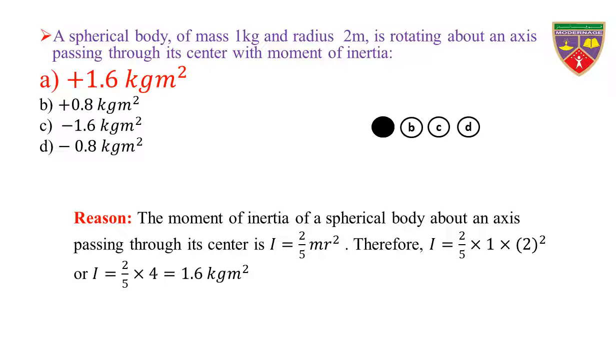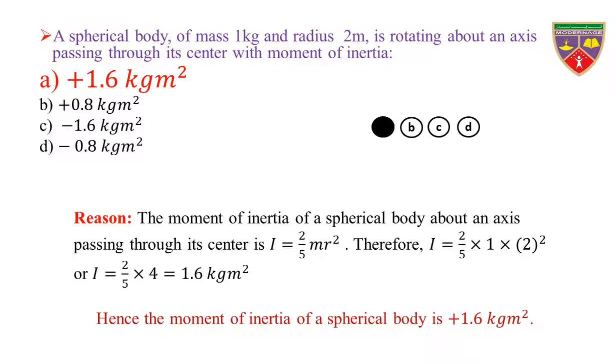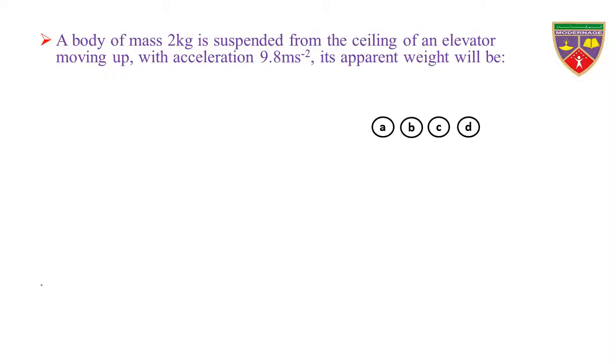Reason: the moment of inertia of a spherical body about an axis passing through its center is I is equal to 2 divided by 5 into m r square. Therefore, I is equal to 2 by 5 into 1 into 2 square, or I is equal to 2 by 5 into 4, which is equal to 1.6 kilogram square meter. Hence, the moment of inertia of spherical body is plus 1.6 kilogram square meter.